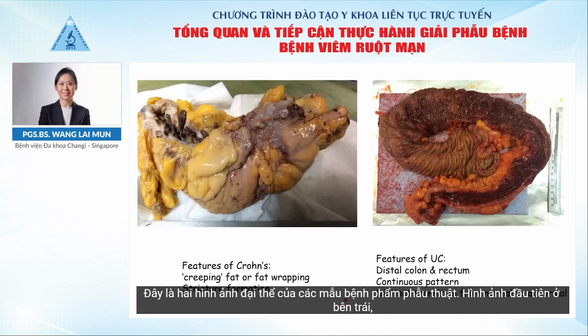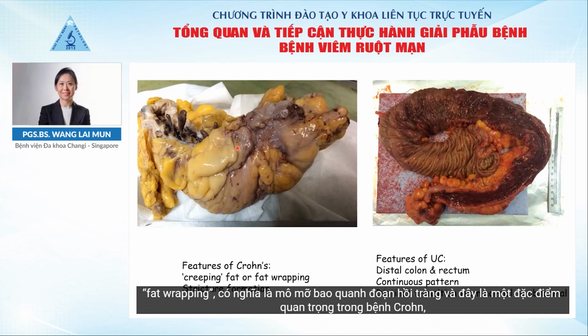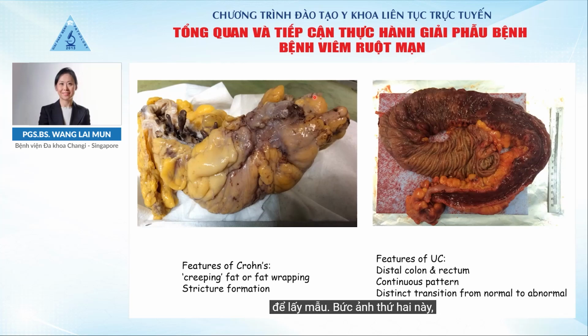So these are 2 macroscopic images of resected specimens. The first one here on my left is from an ileocecal resection from a patient with Crohn's disease. I'm highlighting here this phenomenon called creeping fat or fat wrapping. That means the fat goes all around the ileum, and this is an important feature of Crohn's disease. This one also has stricture formation, which is why it's difficult for me to open completely along the longitudinal axis for sampling.